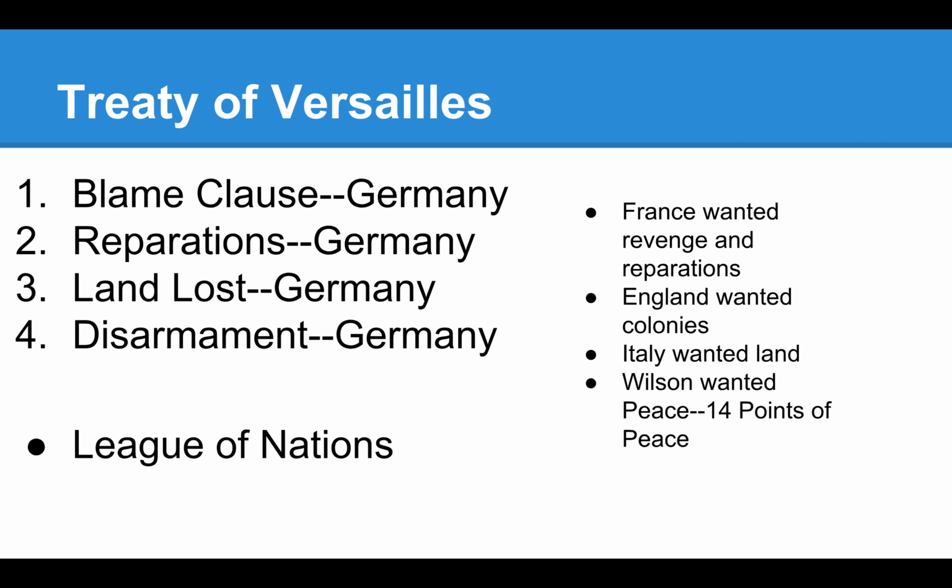Remember the Treaty of Versailles, France wants revenge and reparations, England wants colonies, Italy wanted land. Wilson, he wanted peace, 14 points of peace. He doesn't really get that, but he does get the League of Nations. Unfortunately, the United States never joins the League of Nations. We never signed the Treaty of Versailles. And the League of Nations, not just because the United States isn't involved, but because of the way it was constructed, is very weak and is unable to stop the dictators as they march through Europe and Asia.